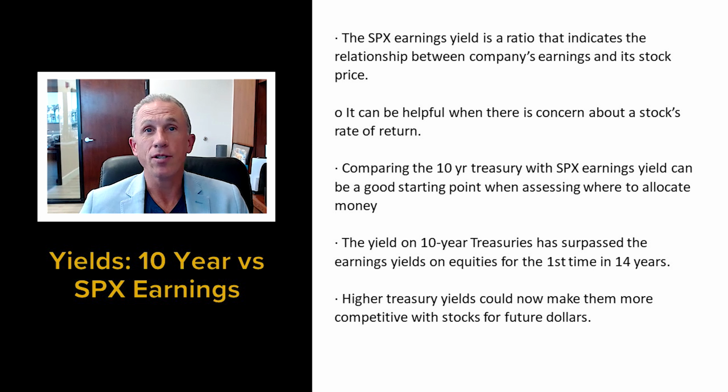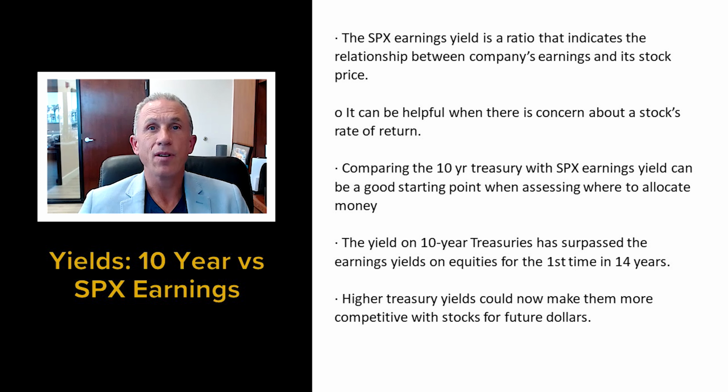If we have a low earnings yield, typically that stock is quite expensive. Especially when comparing the 10-year Treasury with the S&P earnings yield, it can be a good starting point when assessing where to allocate money. Do you put money in stocks or do you put money in bonds? Currently, the yield on the 10-year Treasury has surpassed the earnings yield on equities for the first time in 14 years. Higher Treasury yields could now make them more competitive with stocks for future dollars.